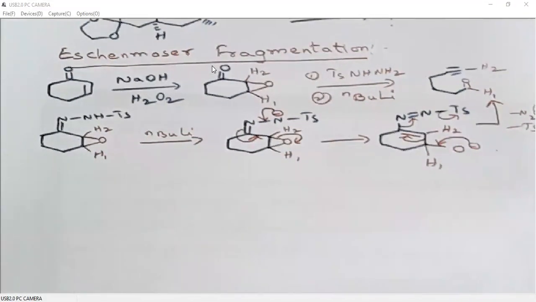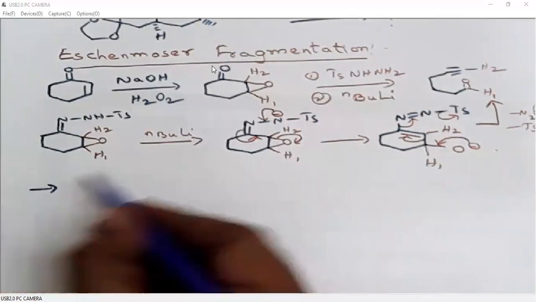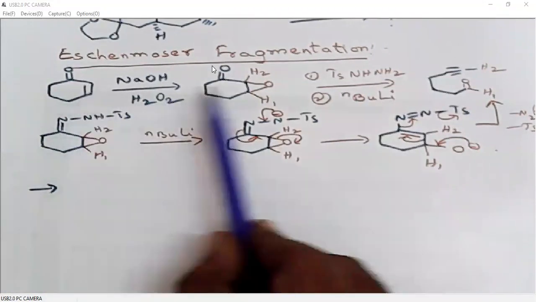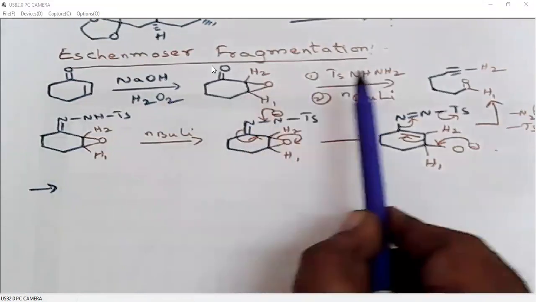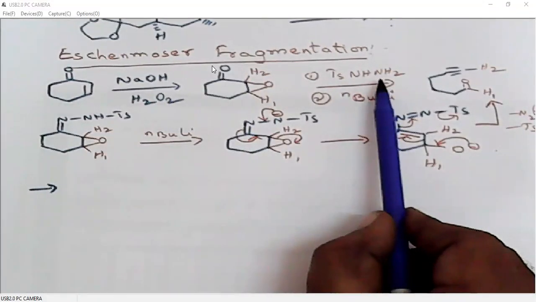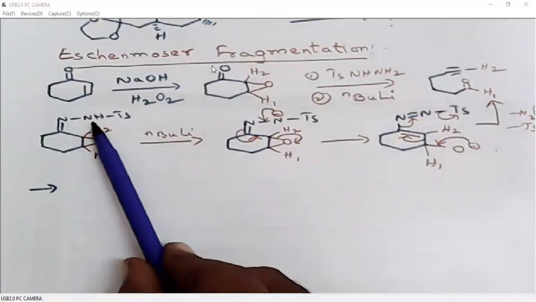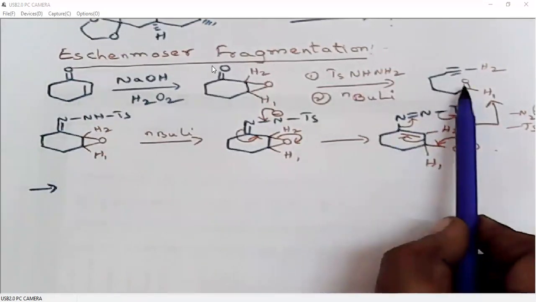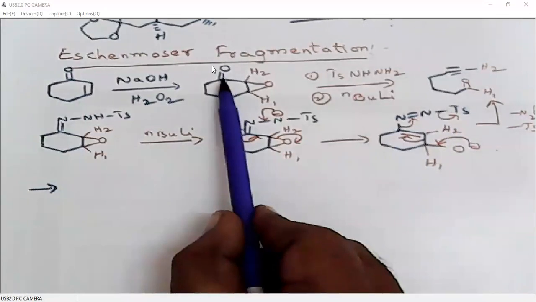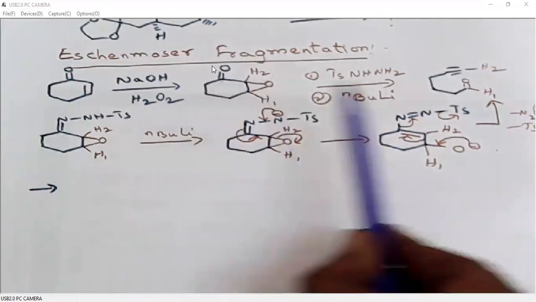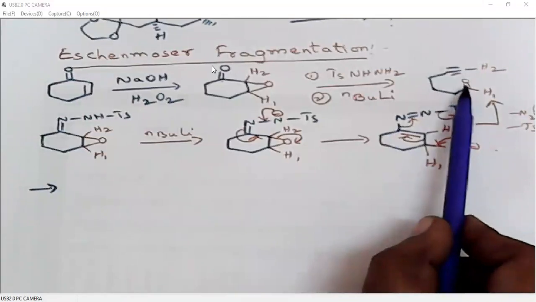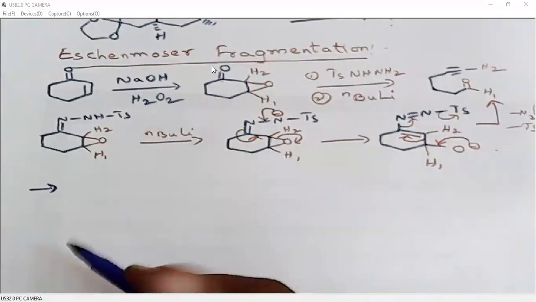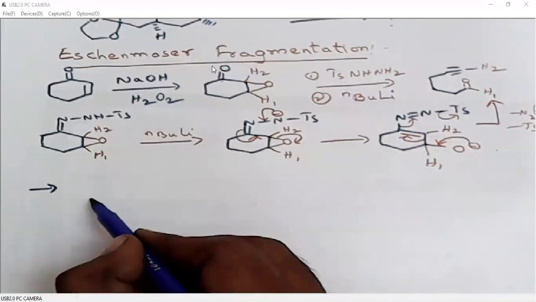I'll just give two examples on this. Take the notes. So when we do nucleophilic epoxidation on an enone, we will be generating an epoxide. When we treat this one with tosyl hydrazine, we will be getting a tosyl hydrazone. After treating with the base, we are generating a triple bond and a carbonyl. Now the triple bond is generated between the carbonyl carbon and the epoxide carbon. Then an aldehyde or ketone is generated at the other end of the epoxide. So we can easily predict the products also.